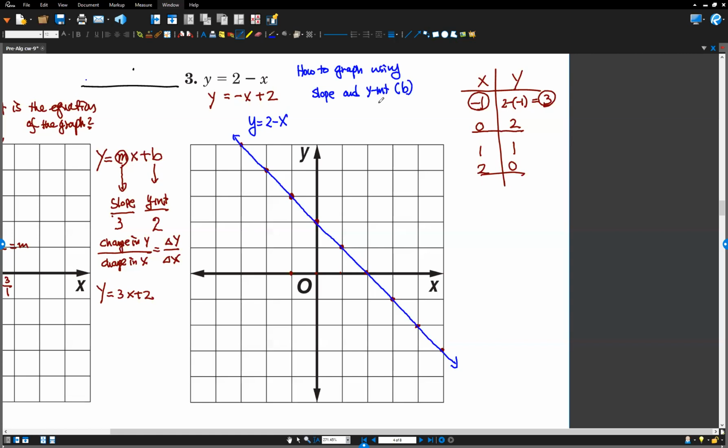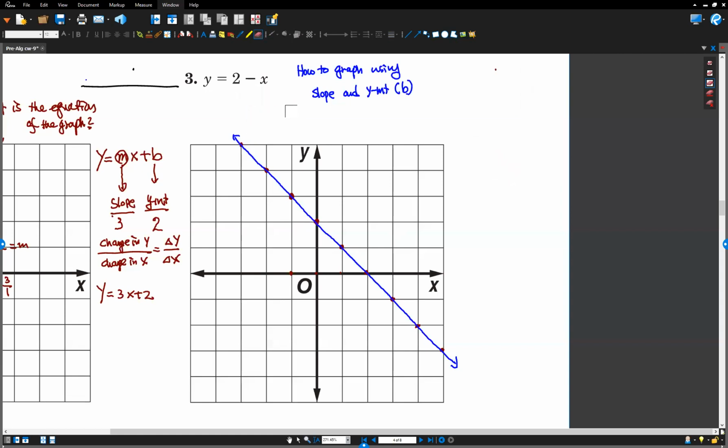Now let's get started. I'm gonna delete the table, delete everything, delete the graph. Everything's gone.